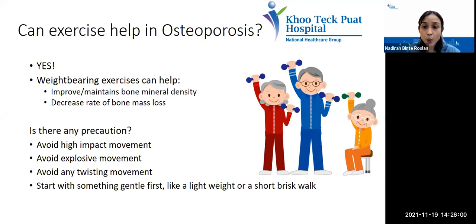So now that we know what exercises we can do, can exercise help in osteoporosis? The answer is yes. With regards to osteoporosis, weight-bearing exercises are important as they can help to improve or maintain bone mineral density and decrease the rate of bone loss.